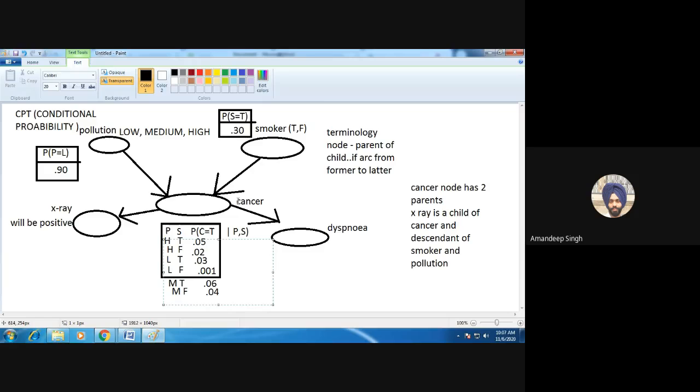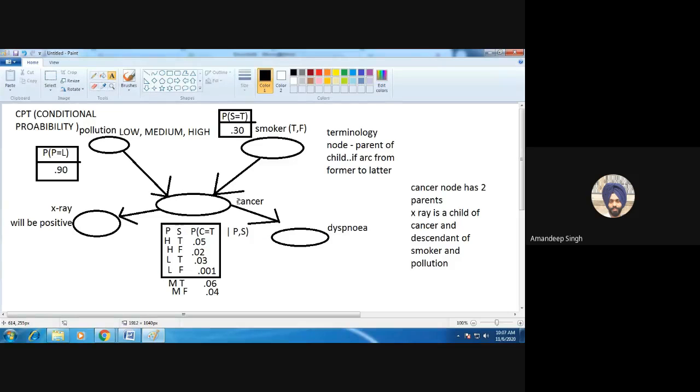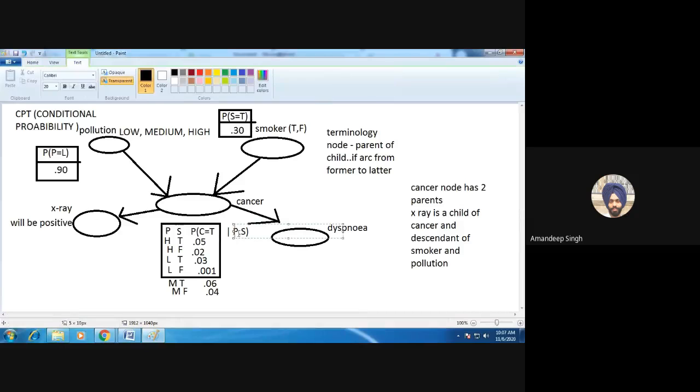Fine. So what you are trying to compute here is the probability value for the cancer node with cancer being true, given this pollution node values and this smoking node values. Then this is how you basically try to compute the CPT table for the cancer node. Fine.